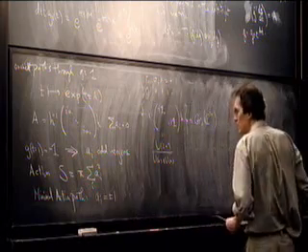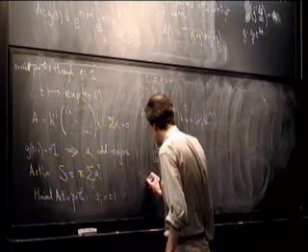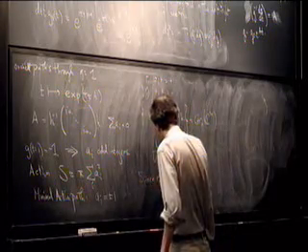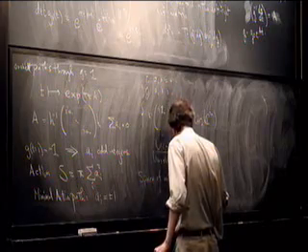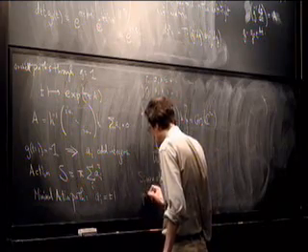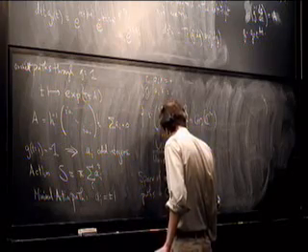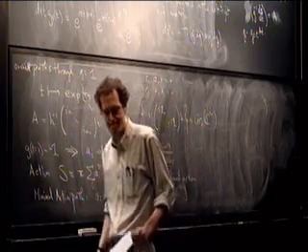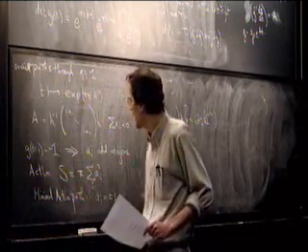So Bott found something very interesting. The space of minimal action paths is equal to this Grassmannian of n planes in 2n space. Okay. So now you apply Morse theory.